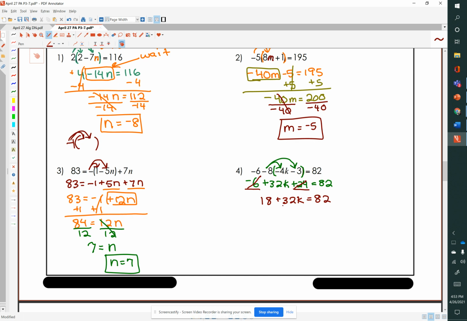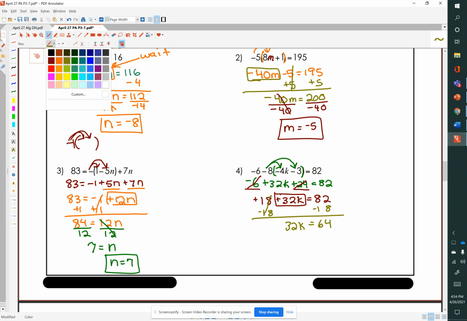So now we look, what is happening with our positive 32k? Well, 18 is being added. We have that invisible positive sign there. So that means we're going to subtract 18, and whatever we do to one side of an equation or inequality, we're going to do to the other. So now on the left side, we have 32k equals 64.